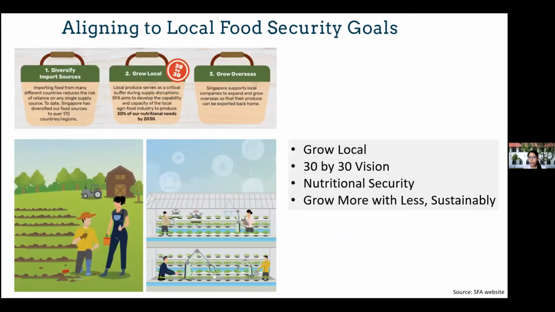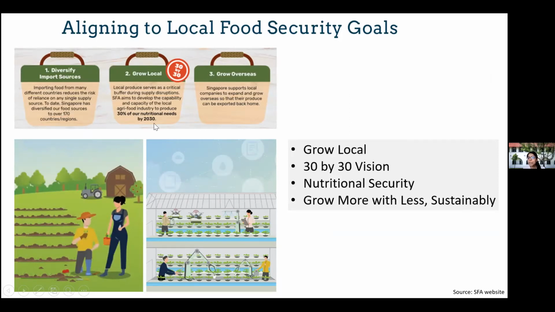Before I go to the approach, I'd also like to highlight that although we talk about these next generation crop strategies, we should also not forget our local food security goals. In all our projects, we've aligned our objectives to local food security goals. Just for everyone's knowledge, this is from SFA's website. As you would all know, they're working in three food baskets. Most of our projects are centered in the second food basket, which is grow local.